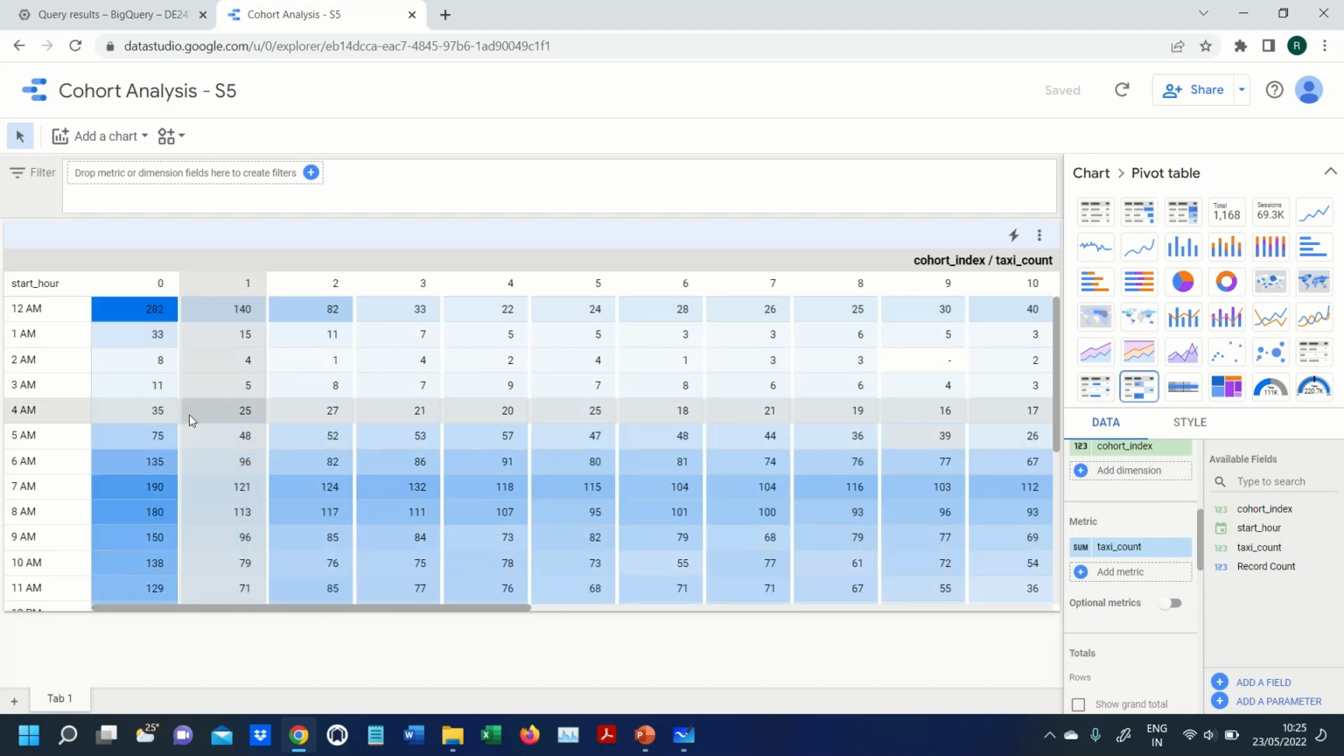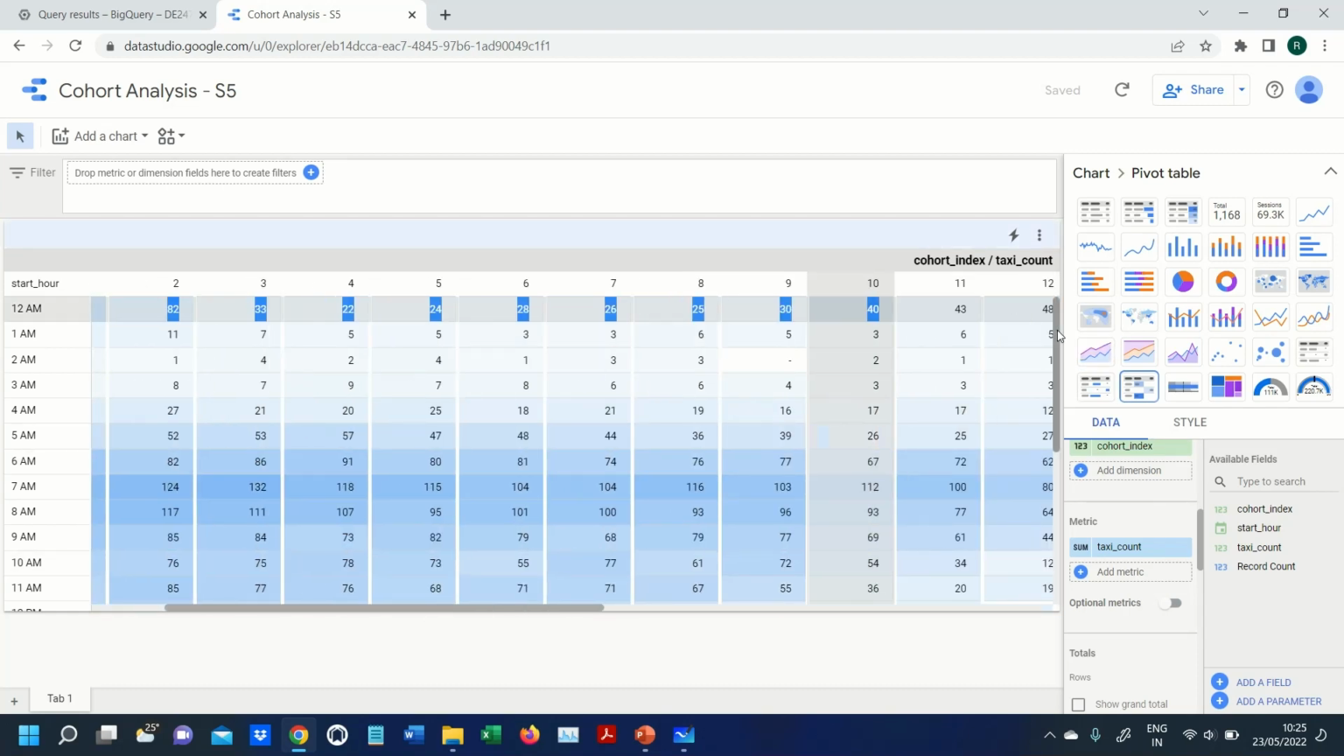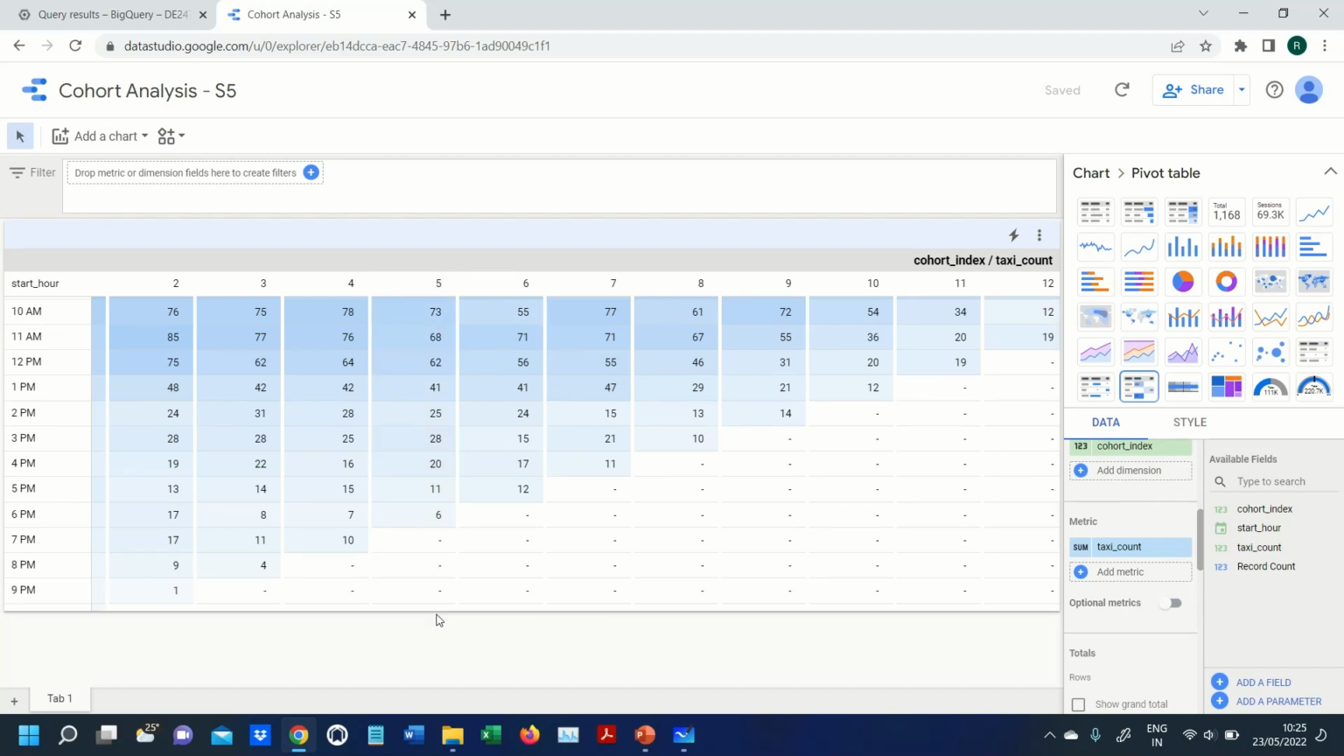At 4 a.m. only 35 taxis started their work, and they had subsequent hours at 5 a.m., 6 a.m., 7 a.m., 8 a.m., 9 a.m., 10 a.m. At 10 a.m. only 18 were operational by that time. Out of 35, only 18 were operational by 10 a.m. So the other people maybe don't have the business or they are just taking rest. They took some break. Right. And this indicates some good information for us.